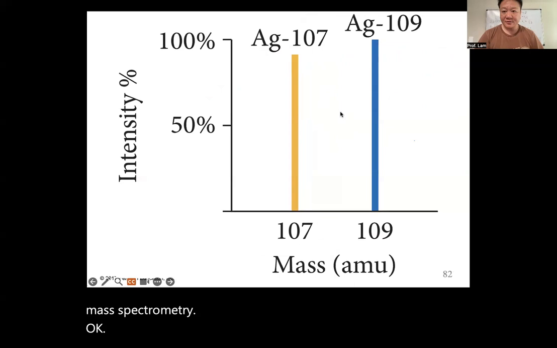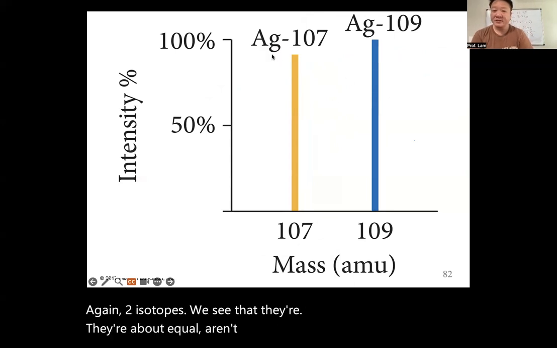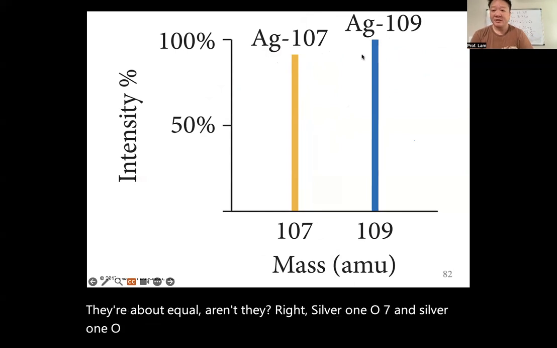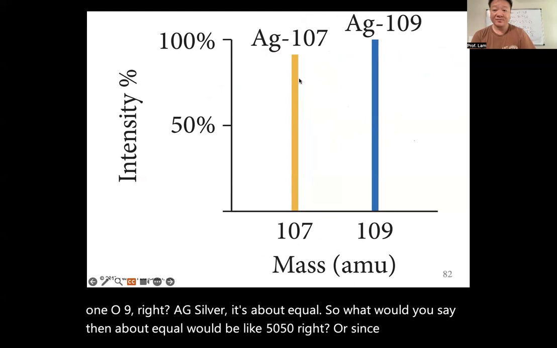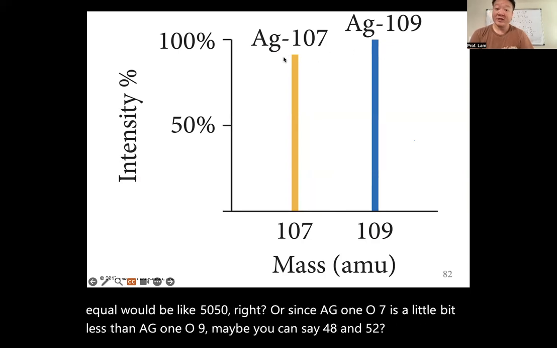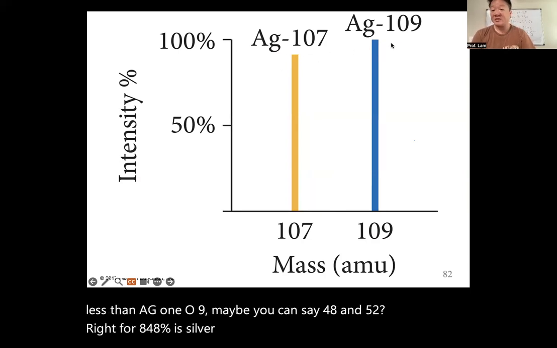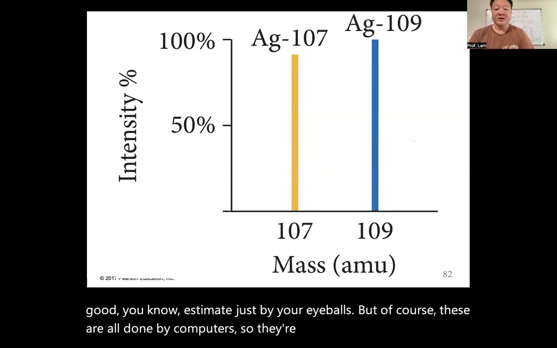All right, let's go to the next example. Now we have silver, again 2 isotopes. We see that they're about equal, aren't they? Silver 107 and silver 109, Ag. It's about equal. So what would you say then? About equal would be like 50-50, or since Ag 107 is a little bit less than Ag 109, maybe you can say 48 and 52. 48% is silver 107, 52% is silver 109. So that's a good estimate just by eyeballing it. But of course, these are all done by computers, so they're going to give you a very precise number for natural abundance.